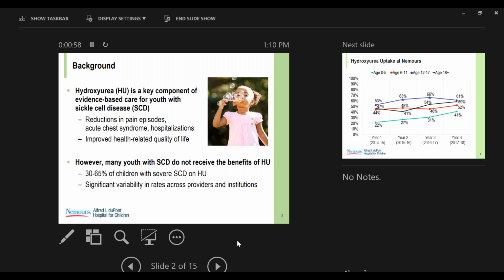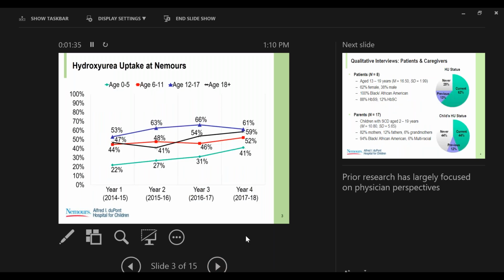And yet, despite all this good data to suggest that it's a really important treatment that works, we know that many youth with sickle cell disease, unfortunately, don't receive the benefits of hydroxyurea. So some of the most recent available data suggests that anywhere from about 1/3 to 2/3 of kids with clinically severe sickle cell disease receive hydroxyurea. And there's significant variability across both providers as well as institutions in terms of how many kids with sickle cell disease are prescribed hydroxyurea.